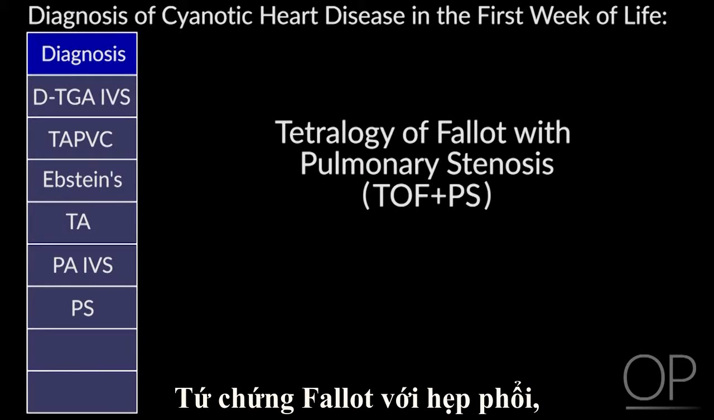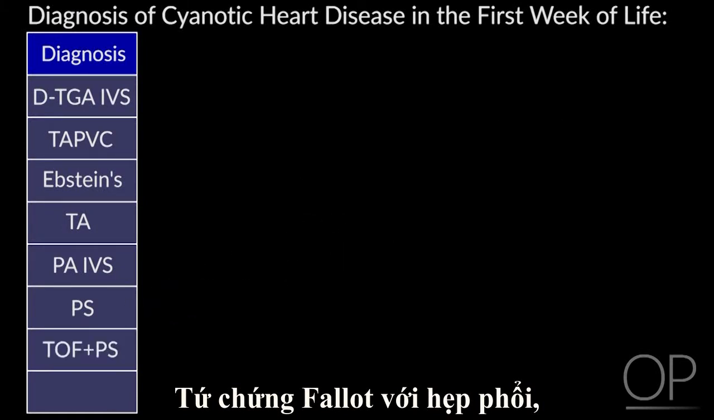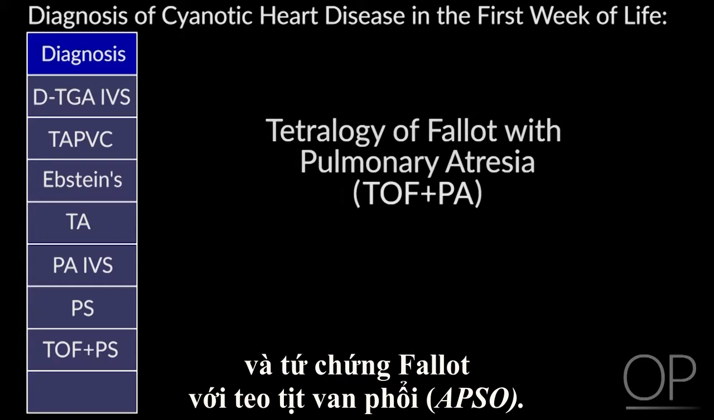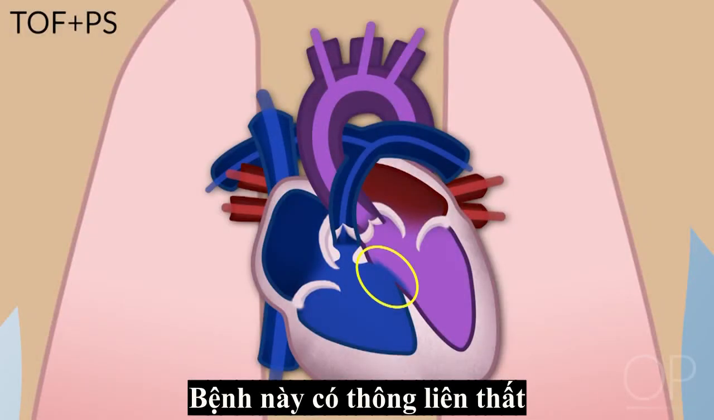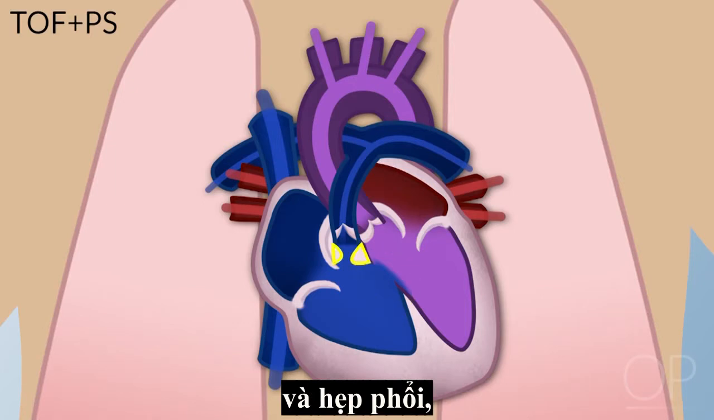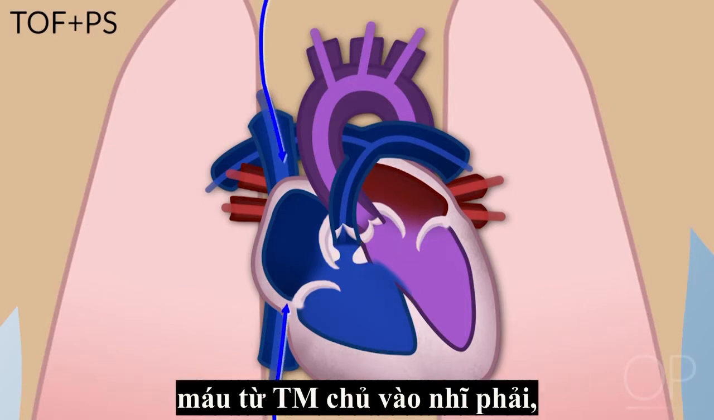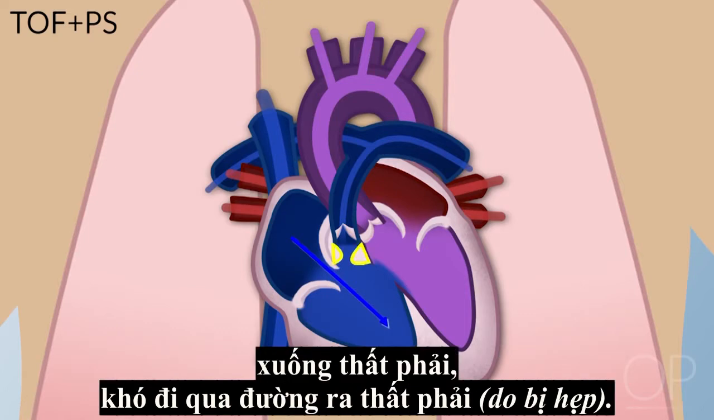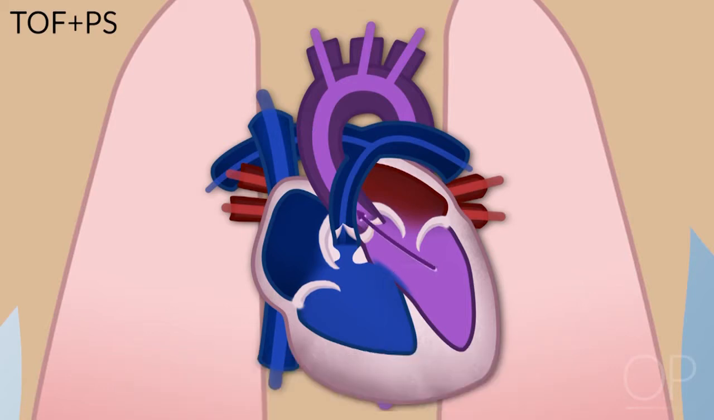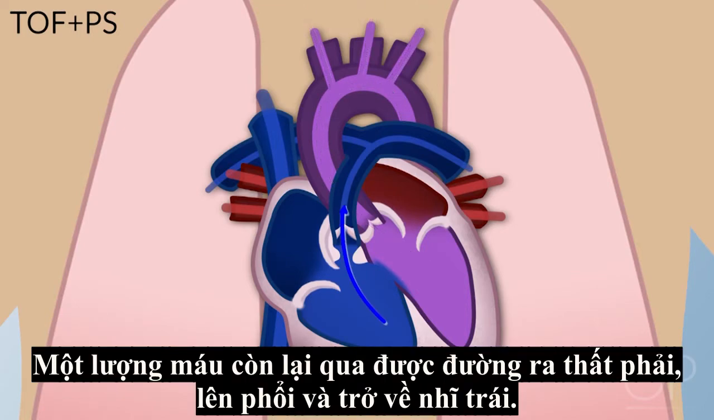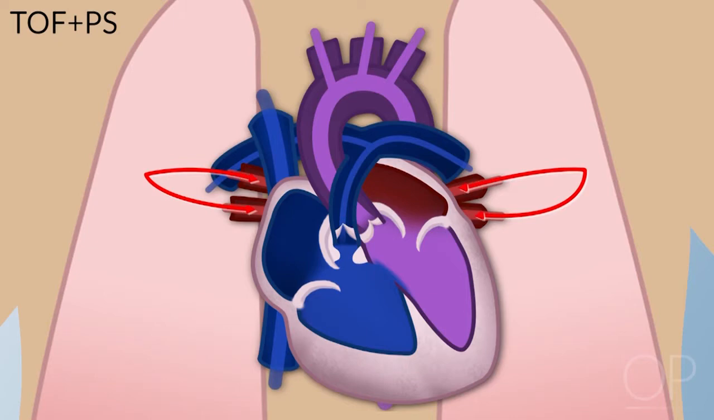Tetralogy of Fallot with pulmonary stenosis, or tetralogy of Fallot with pulmonary atresia. So in these kids with a ventricular septal defect and pulmonary stenosis, blood coming back from the body, right atrium, right ventricle, difficulty going out here. So some goes out to the body. Some goes through here to the lungs and back again.